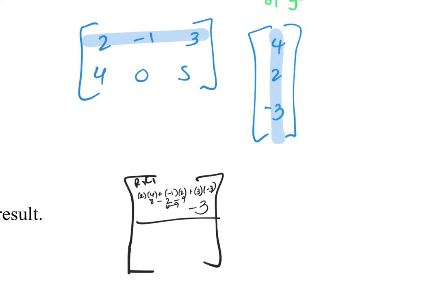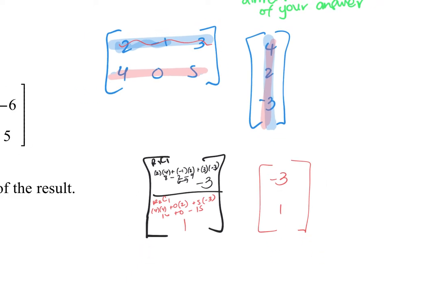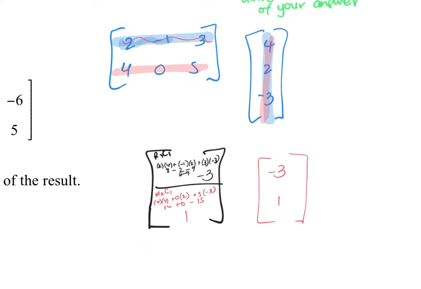And then the second one would be row 2, column 1. So I'm done with this one. I'd go row 2, and there's only one column, so column 1. So 4 times 4 plus 0 times 2 plus 5 times negative 3. So this is 16 plus 0 minus 15, which is 1. And then it's negative 3, 1. Questions on adding, subtracting, scalar, or multiplying? So all of that was 7.5.